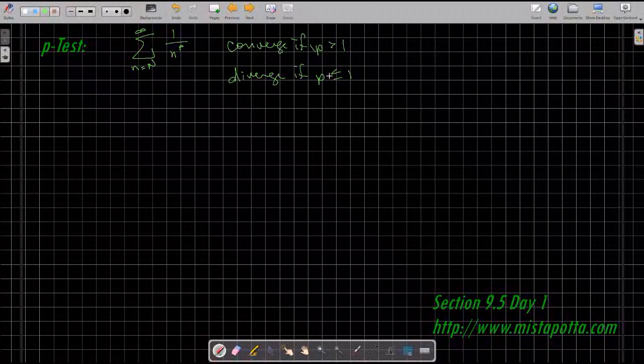And we still have this case that we talked about at the beginning, because if p is equal to 1, then we're talking about the sum from n equals 1 to infinity of 1 over n, which is our harmonic series. And we know that that diverges.